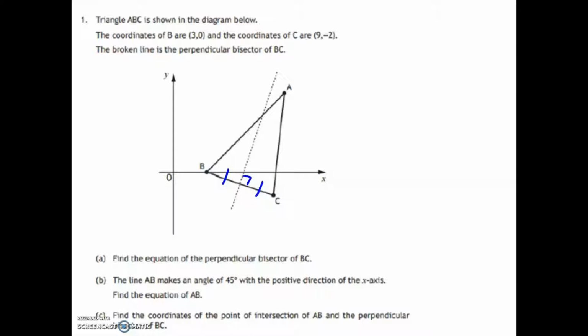So what are we going to need to do? Well, we're going to need to know the gradient of the line BC. We're going to need the perpendicular gradient, which will tell us what the gradient of the dotted line is. And we're not going to know any point on the dotted line except this one here, which is the middle of BC. So we're going to need to get the midpoint. And once we've done that, we can bring together all our information and use y minus b equals m(x minus a).